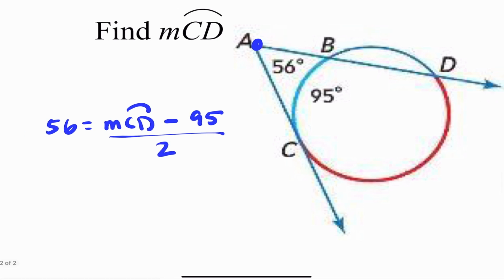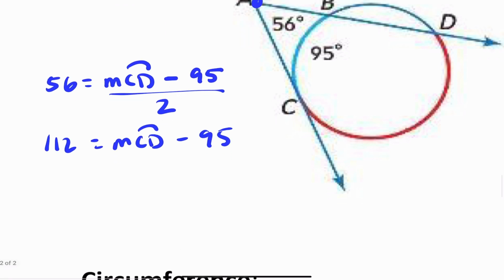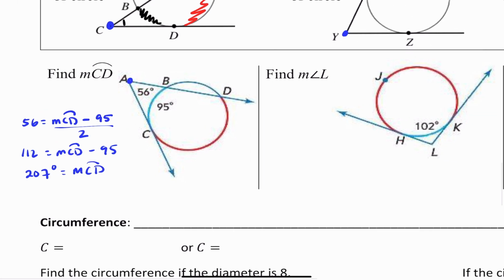Now notice that this is what I'm trying to figure out, but that 2 is in the denominator, so I need to multiply both sides by 2. So you're going to get 112 equals the measure of arc CD minus 95, and then I can go ahead and solve for the measure of arc CD. So I'm going to add 95 to both sides, and you're going to get 207 degrees here. Oops, not X, it's the measure of arc CD. So the measure of arc CD is 207 degrees. Okay?